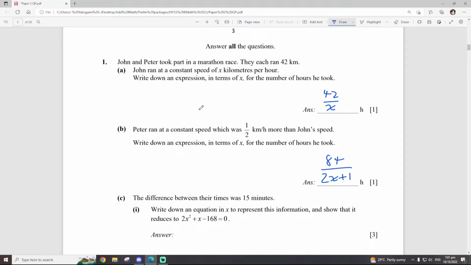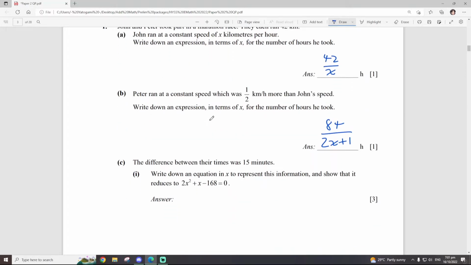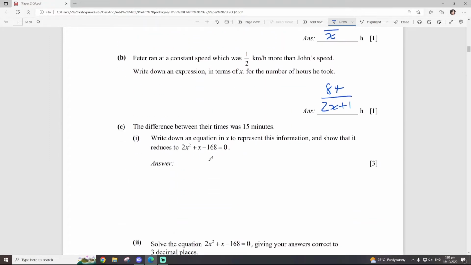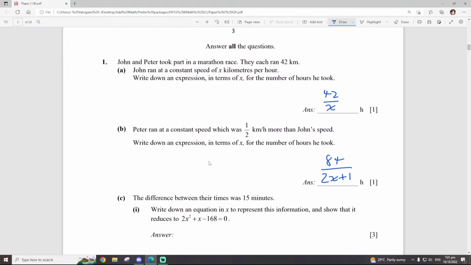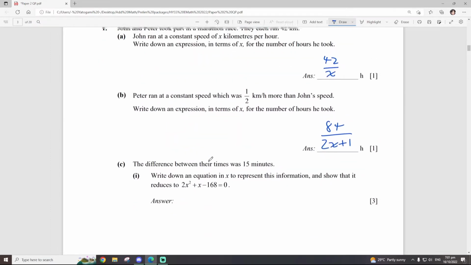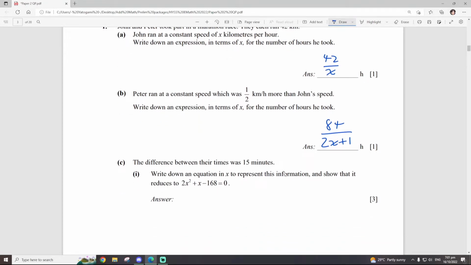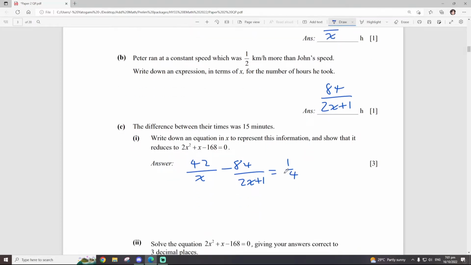The difference between their times was 15 minutes. Write down an equation in x to represent this. Okay, so because Peter ran faster than John, the time he's going to take is going to be less. But remember, x is in kilometers per hour, and this is in hours. So 15 minutes is a quarter of an hour. John took a longer time. So 42 divided by x minus 84 divided by 2x plus 1 is equal to 1 over 4, and we should be able to get the quadratic equation.